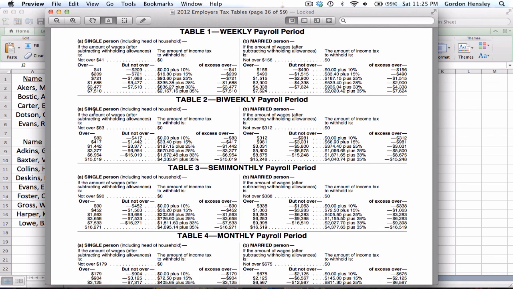So I'm looking here on table 2A to see where $825 happens to fall. Well, it falls in this area right here. It's over $417, but it's not over $1,442. So what does it say in that area? Well, it says that it is $33.40 and 15% of the excess over $417. So anything above $417, 15% plus $33.40.